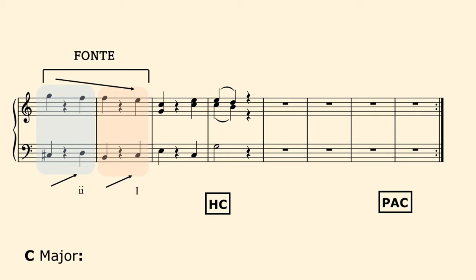A dominant prolongation can be presented in the form of a dominant pedal, or more commonly, as an alternation between dominant and tonic harmonies. This is an example of a possible dominant prolongation beginning. Notice the reference to the basic idea from our previously composed sentence.